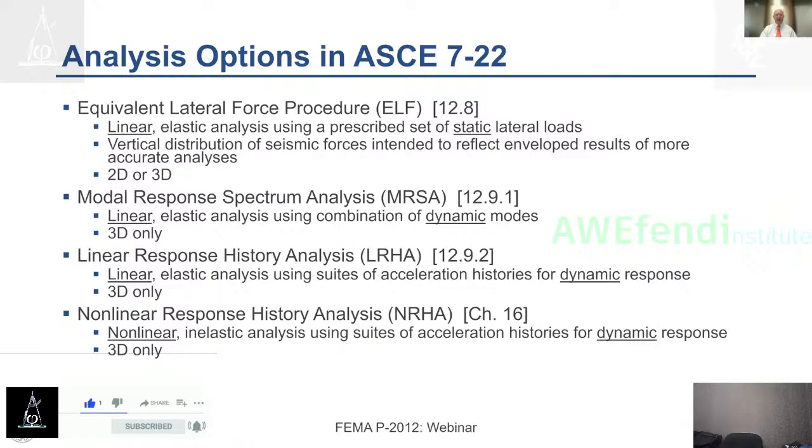The next step up would be to use linear response history analysis, where we actually select suites of ground motions. The idea is that we're trying to even better understand the dynamic response. So instead of characterizing the demands with a simple response spectrum, we actually think about specific ground motions. It's still a linear analysis though, and it's three-dimensional. And sort of the greatest tool, strongest tool at our disposal for practical structural engineering is the nonlinear response history analysis method. So that method uses ground motions to characterize demands and considers the inelastic response of a building. So nonlinear modeling. Again, this is a three-dimensional method.